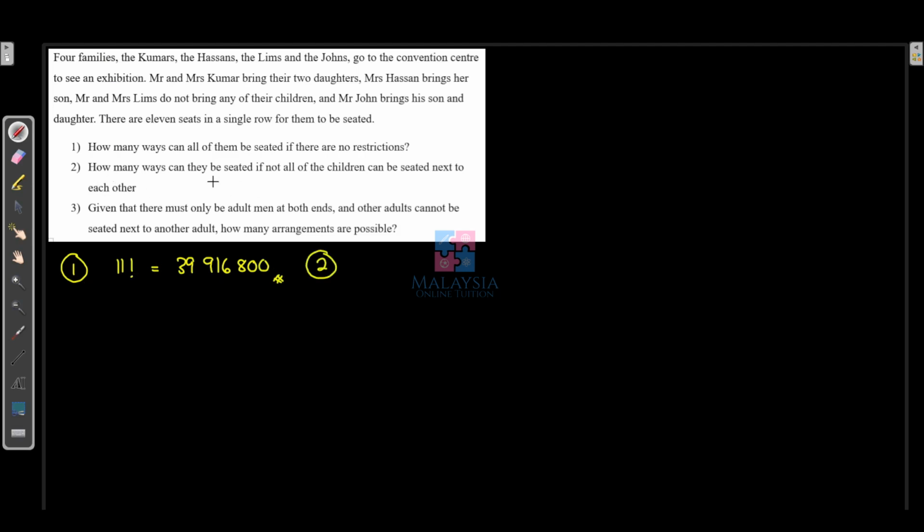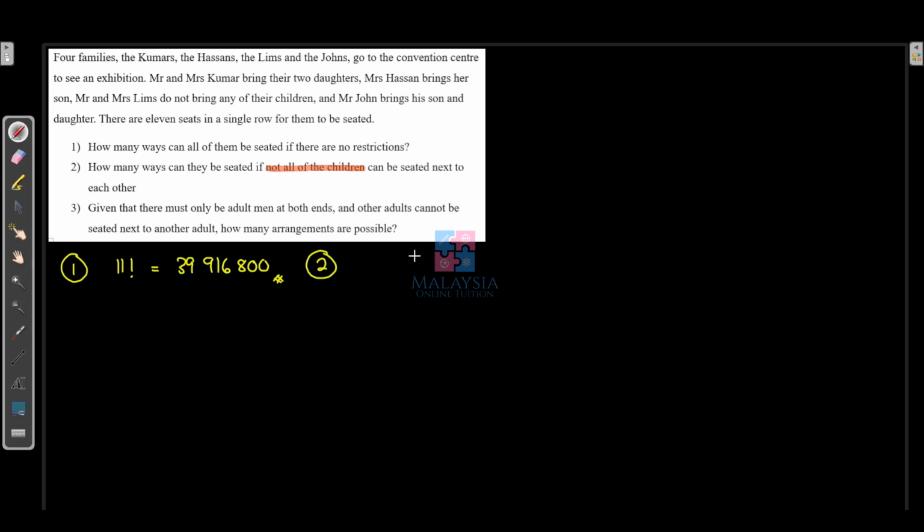For part 2, how many ways can they be seated if not all of the children can be seated next to each other? So be careful of this word: not all of the children can be seated next to each other. So when they say not all, it means that some of the children can be seated next to each other, as long as not all of them. So the best way to tackle this kind of question is to use the complementary method.